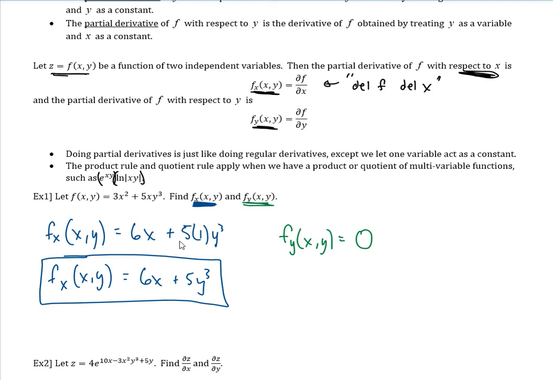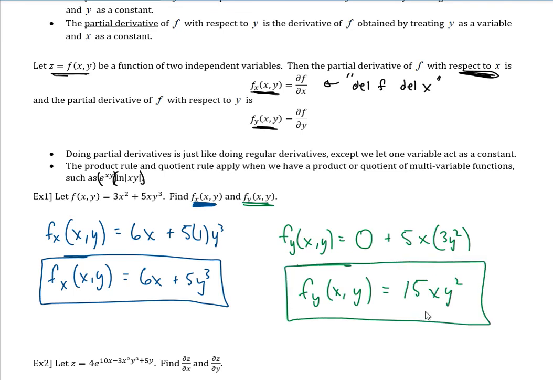And then we have plus 5. Now the x is treated like a constant, so I'm going to do exactly what I just did with the 5. I'm just going to copy it and paste it just like that, 5x. And then the derivative of y cubed would be 3y squared. And then we just simplify, so f sub y of (x, y) equals, well, I don't need the 0 anymore. And then from here, I could do the 5 times the 3 to get 15, and then xy squared would be just attached.